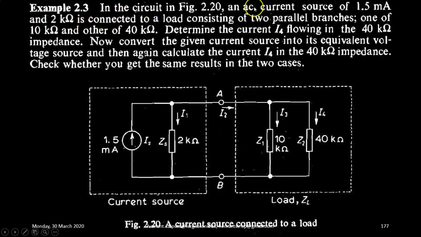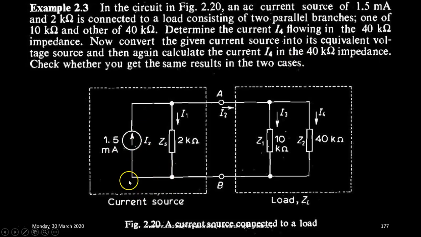In the circuit, an AC current source of 1.5 milliampere and 2 kilo ohm is connected to a load consisting of two parallel branches, one of 10 kilo ohm and the other of 40 kilo ohm. Determine the current I4 flowing in the 40 kilo ohm impedance. Now convert the given current source into its equivalent voltage source and then again calculate the current I4 in the 40 kilo ohm impedance. Check whether you get the same results in the two cases or not. So I hope the problem is clear.